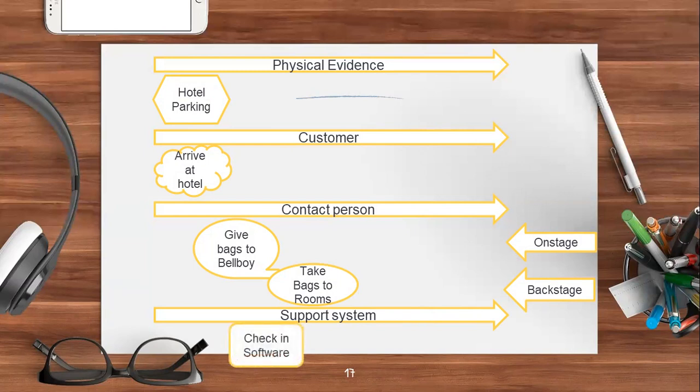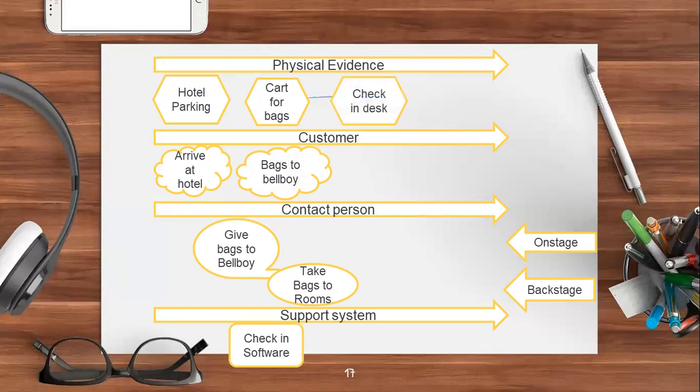Now what is the support that they're getting here? It is the check-in software wherein they're entering all the details which are required for any kind of follow-up that needs to be done. The physical evidence here is also the cart which you are using to keep the bags. The bags are given to the bellboy. That becomes the customer action. Here you have the check-in desk, which is under physical evidence. The customer is going to check in. Under contact person, the receptionist will go ahead and do the check-in process. That becomes the on-stage activity.